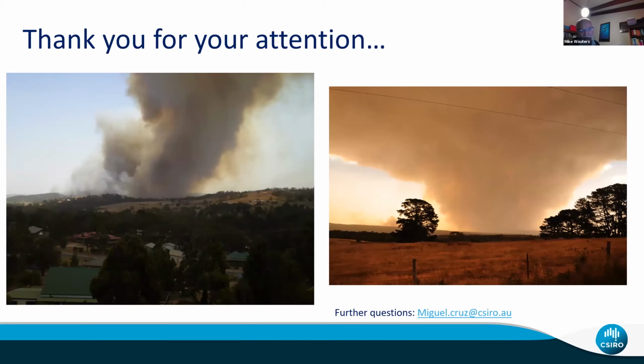Thanks, Miguel. There's a huge amount of information in there. It's almost too much to digest. I've got one question. In phase 3, if fuel load is not a significant factor, how does this then relate to the likely effectiveness of fuel reduction under those phase 3 fires?